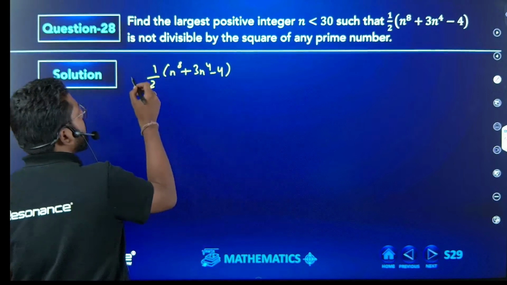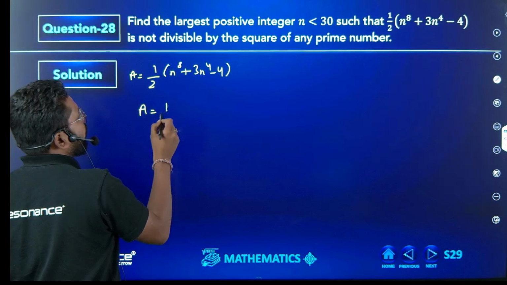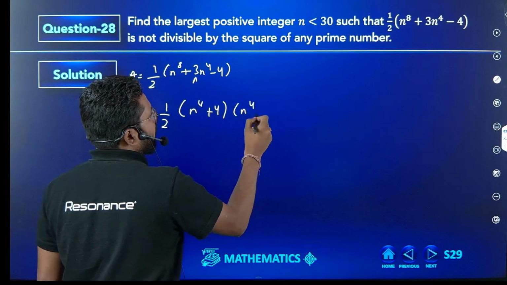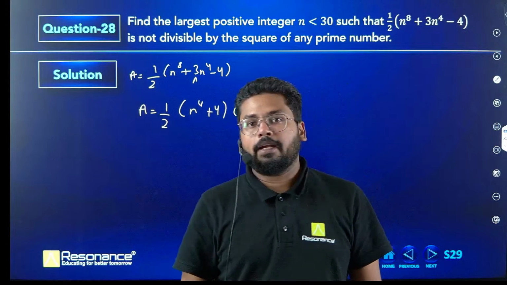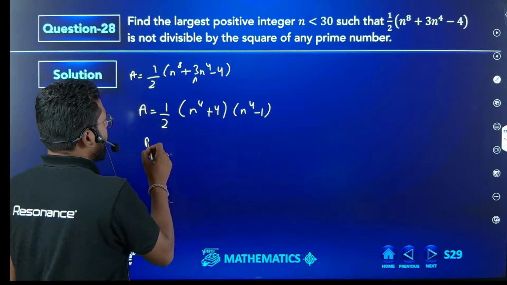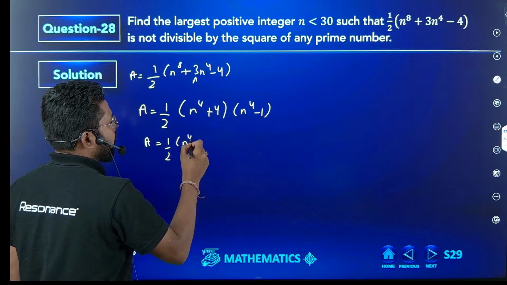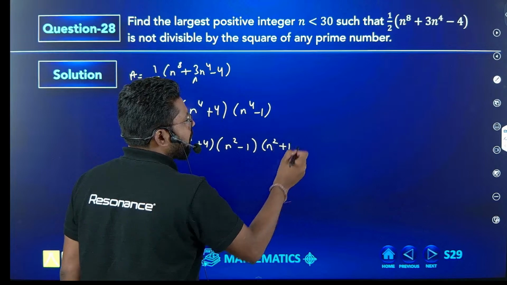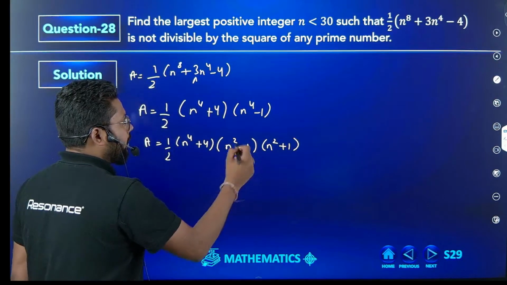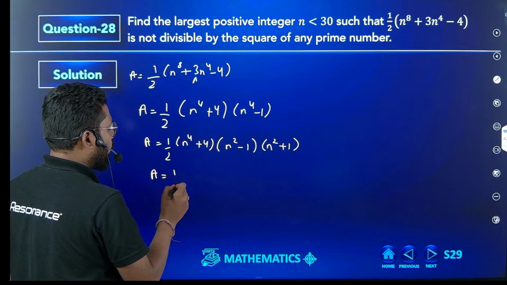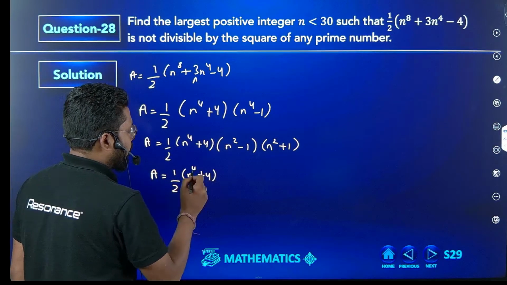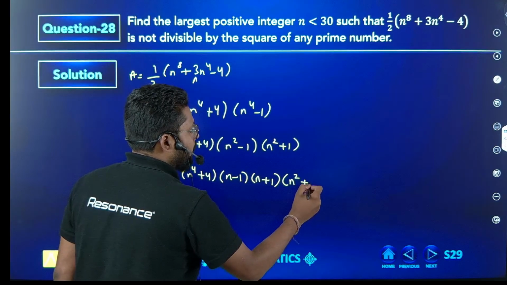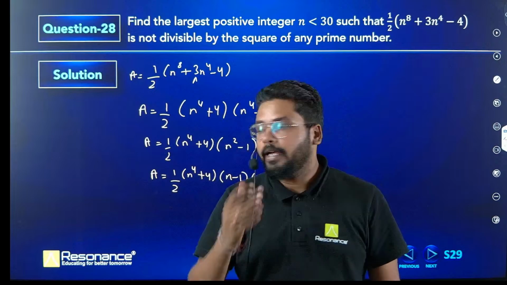So if you factorize it, let this be a. So a is half of, if you factorize it, (n^4 plus 4) and (n^4 minus 1). Here we can also factorize the second term. It will be (n square minus 1) and (n square plus 1). Again we can factorize n square minus 1. So it will be half of (n^4 plus 4) into (n minus 1) and (n plus 1) into (n square plus 1).